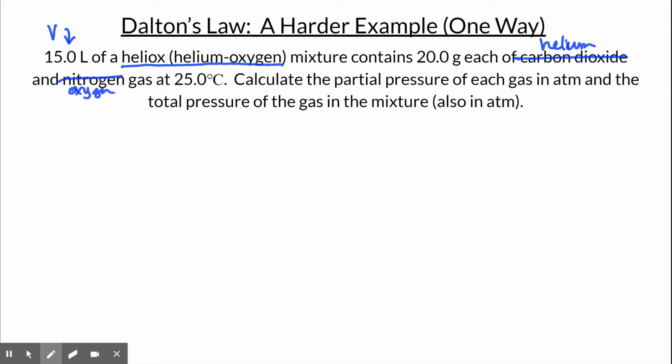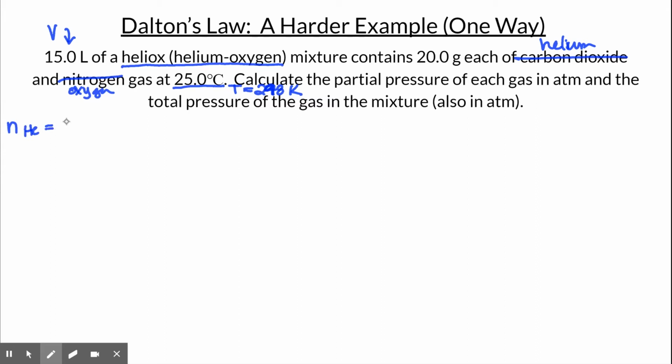So we're going to solve for the number of moles of each of these individual gases first, after we go over the rest of the data here. 25 degrees Celsius is going to be our temperature, but we're going to add 273 to it. This is going to be 298 K. We're going to calculate the partial pressure of each gas in atm and the total pressure of the gas mixture, also in atm.